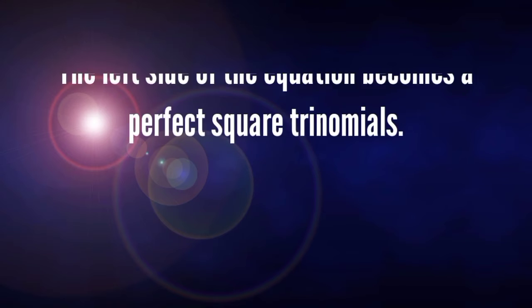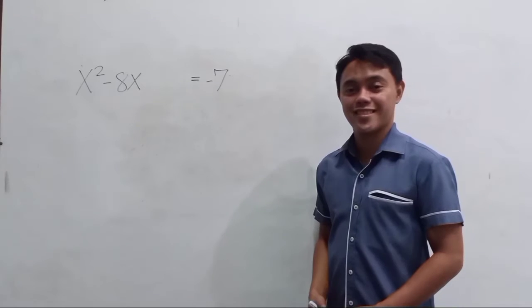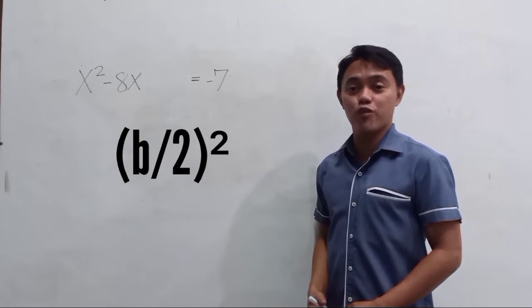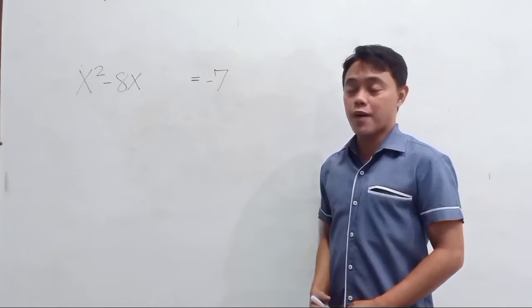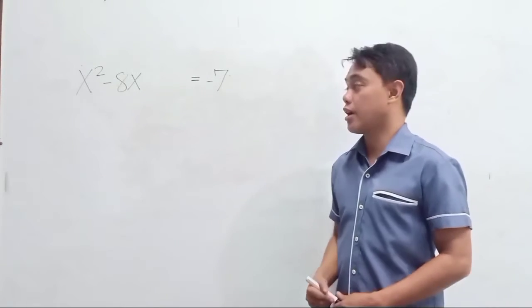Step 3. Add b over 2 squared to both sides of the equation. The left side of the equation becomes a perfect square trinomial. To get the value of b over 2 squared, get the value of b and disregard the sign of b.